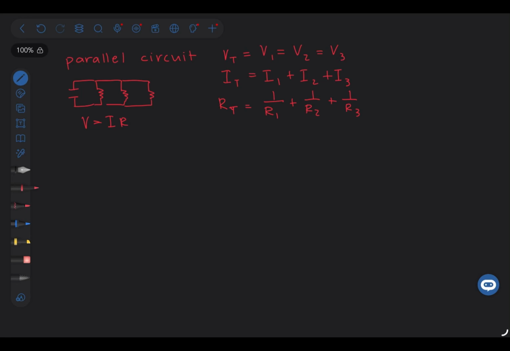Okay, let's try an example. There's one more. Okay, the total voltage is 400, and R1, R2, R3, and R4 are going to be 60, 20, 15, and 30.